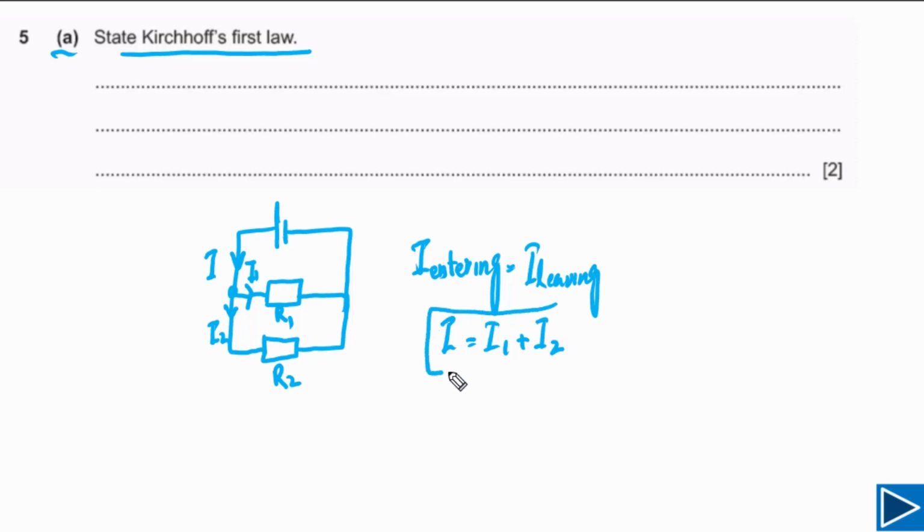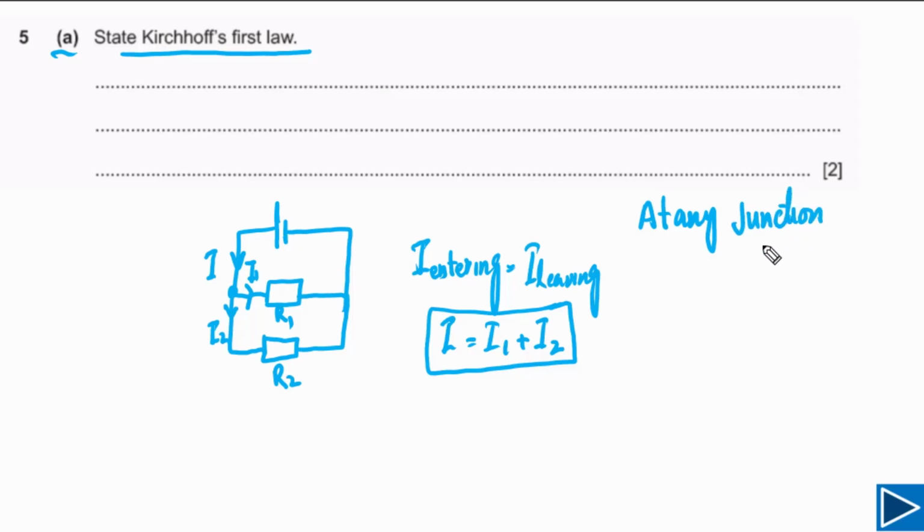And this is what Kirchhoff's first law tells us. So simply this is what you need to understand. Now we need to understand how we can write down our answer. In order to write down the answer, simply you can say at any junction. So this is one point you have to mention.